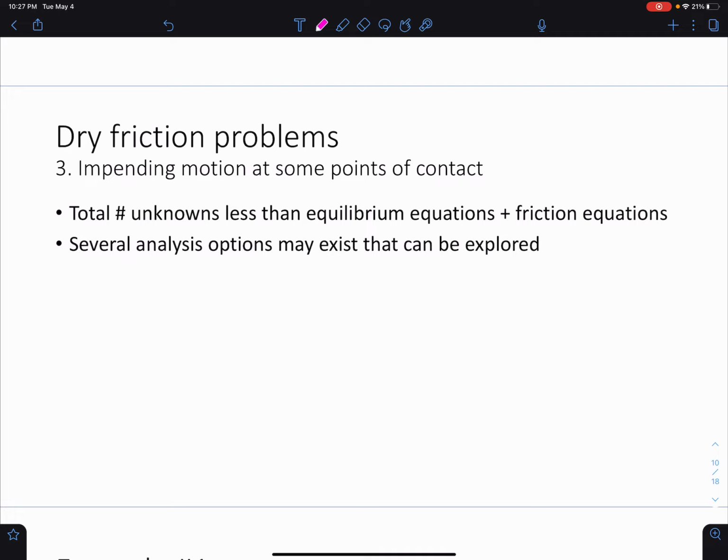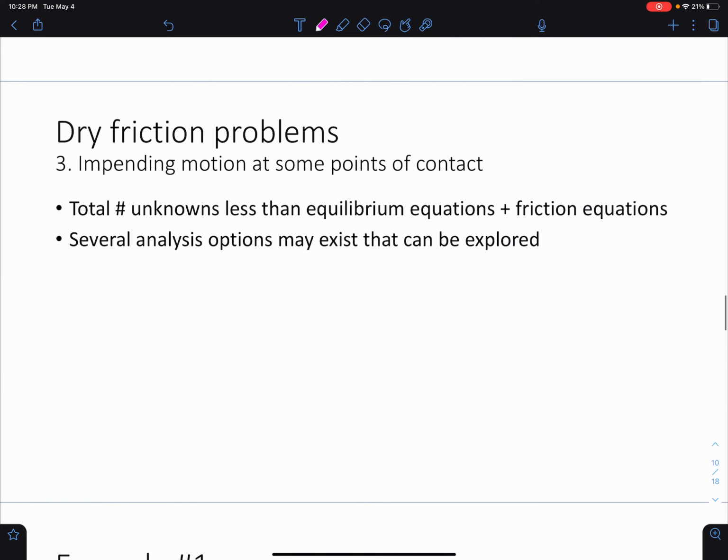Okay, this is basically when we have more unknowns than equations to solve for, and we would have to explore some different types of analyses to figure out how to solve for what's going on here. So you may have already noticed the problems that we will be dealing with and won't be dealing with in this class. We're not going to be dealing with anything that has impending motion at some points of contact. That's for potentially future classes, if any at all. Okay, we'll have to do some higher level of analyses for this.